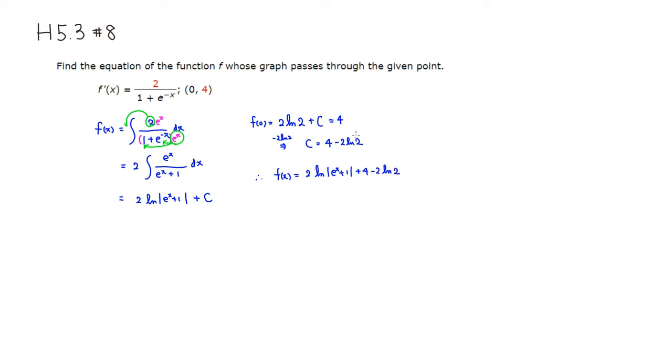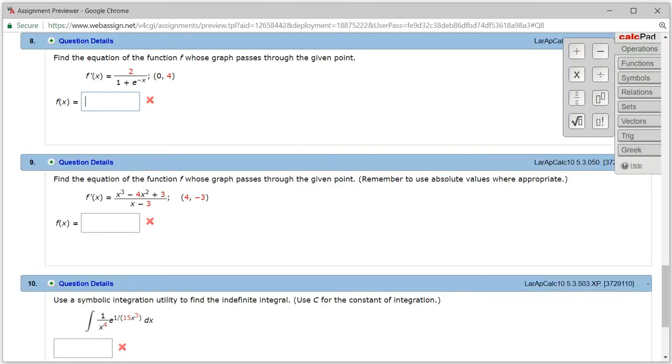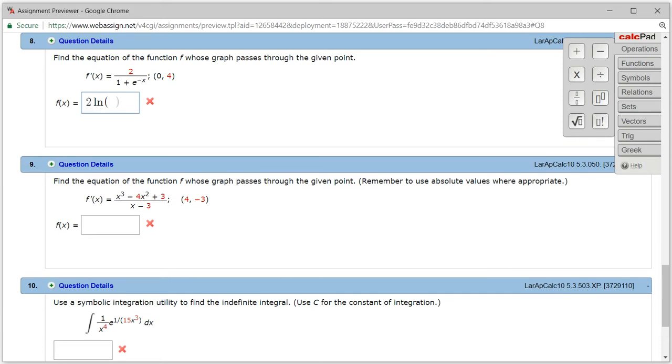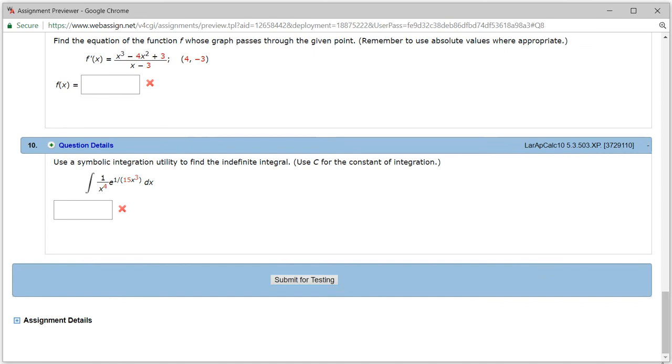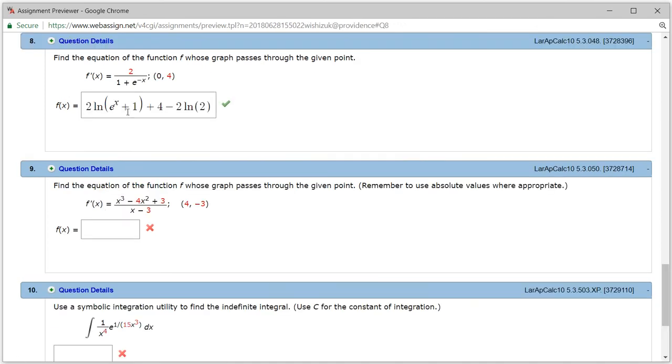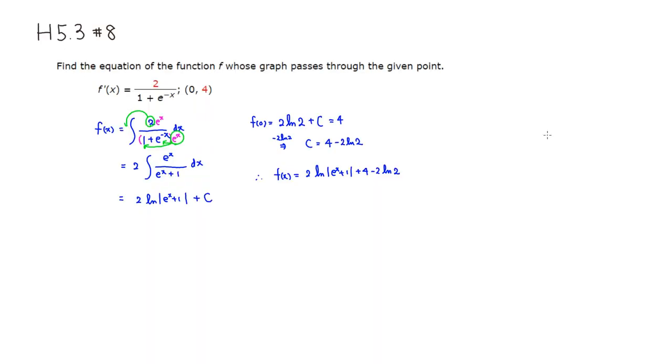So let's type it in. We have 2 times natural log of e to the x plus 1, and you don't really need the absolute value sign there. Plus 4 minus 2 natural log of 2. Let's check the answer. Submit for testing. It came back and looks like we got this one correctly. That's it. I hope that this was clear.